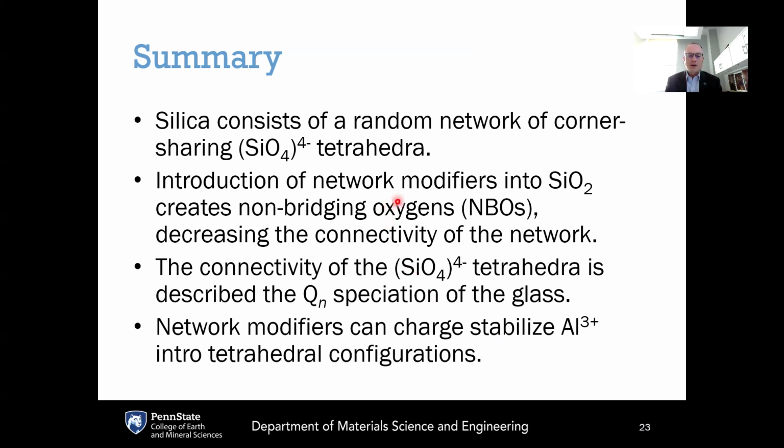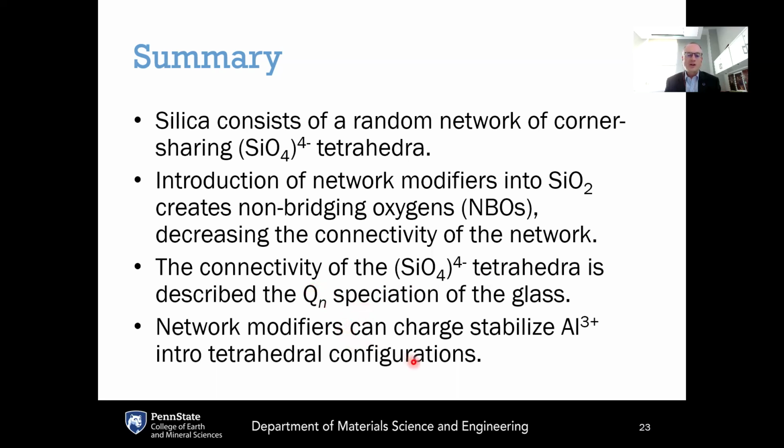But for most common everyday glasses, we want to lower the melting temperature. That's done by adding modifier ions like sodium and calcium. They convert bridging oxygens to non-bridging oxygens. That lowers the connectivity of the glass network, which lowers the melting point, but also increases the thermal expansion coefficient so that they're worse for thermal shock. We can describe this connectivity of a silicate glass using this Qn speciation designation.